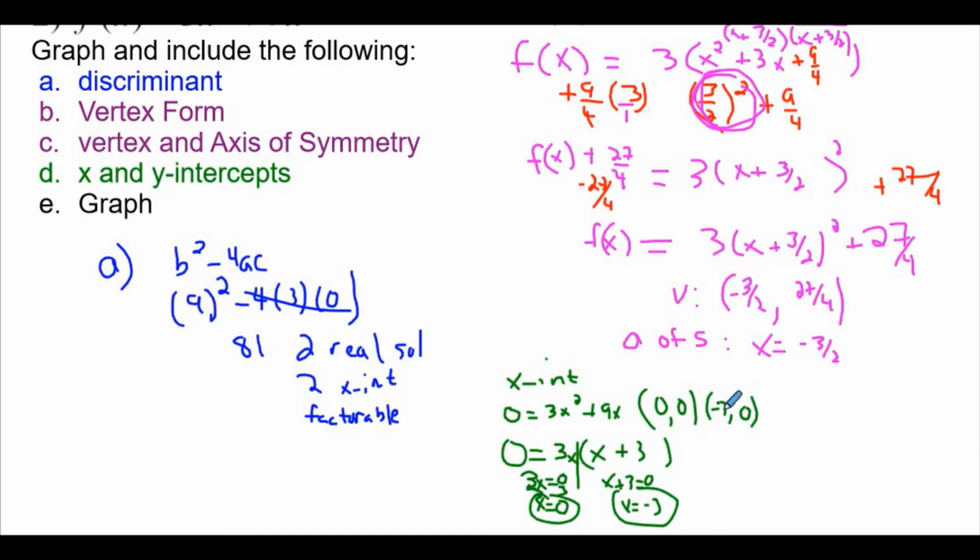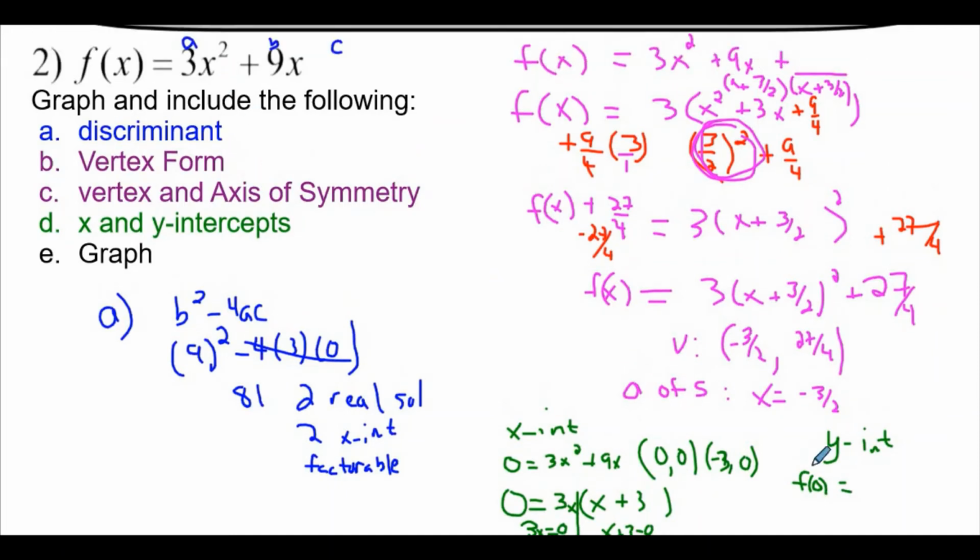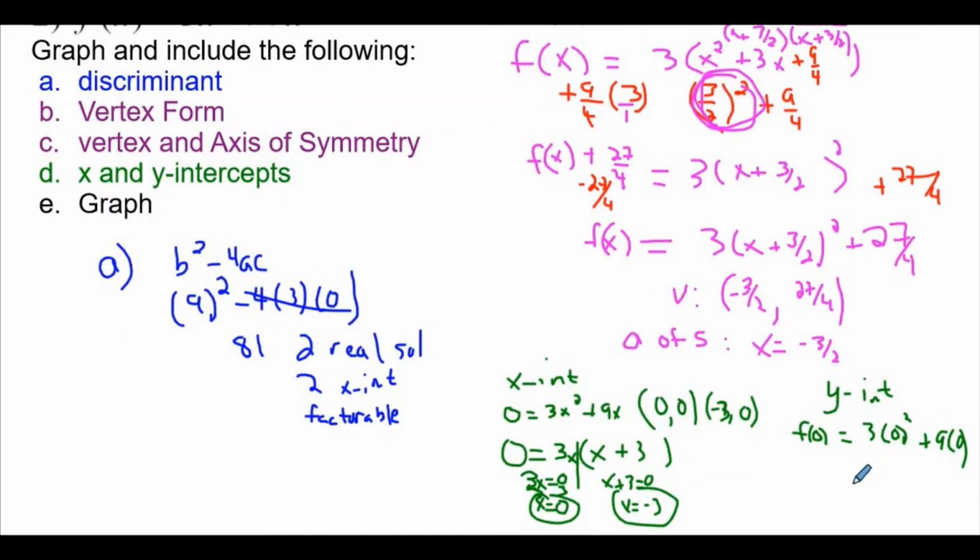One thing that's really interesting about (0, 0) is watch what happens when I do the y-intercept. When I do the y-intercept and I find f of 0 and I plug 0 into the function, again the function is 3x squared plus 9x, so I'm going to have 3 times 0 squared plus 9 times 0. Everything cancels out. Don't let that freak you out. These are all equal to 0. So f of 0 is 0, and what that tells you is that your y-intercept is also (0, 0).